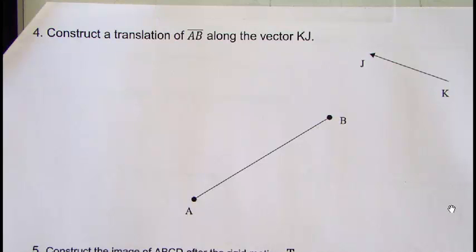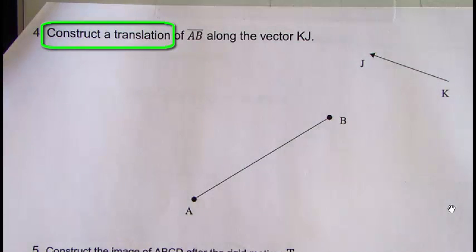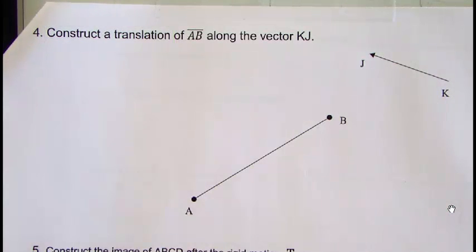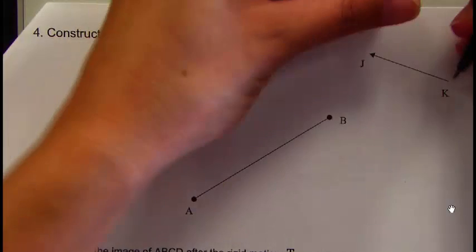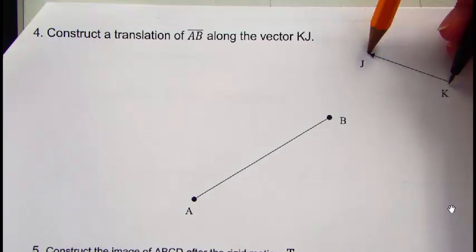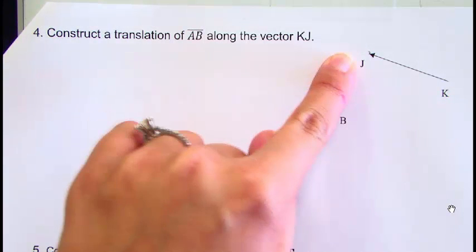And I'm going to show you how to construct a translation. In this example, the vector is detached from the line segment. So the first step is to measure your vector KJ. This vector is telling you how far each of your points are going to translate. It is also showing us which direction the points will translate. So up and to the left.